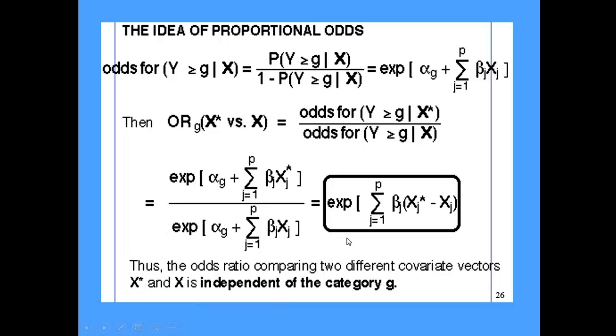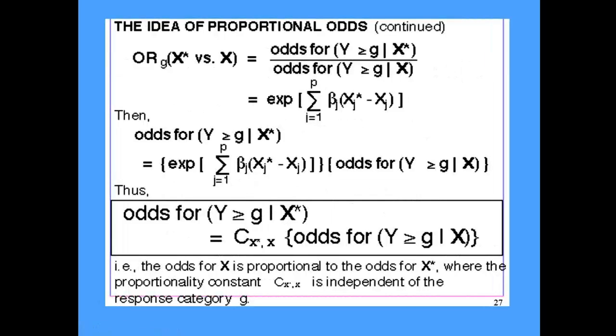Now, where does the proportional odds term come from? Well, you go to the next slide. It's true that the ratio of the odds for one person divided by the odds for the other person is equal to a value that has nothing to do with G. It only depends upon the two X's of these two individuals. Nothing to do with G. So if A over B equals C, then A equals B times C. That's just a little algebra too.